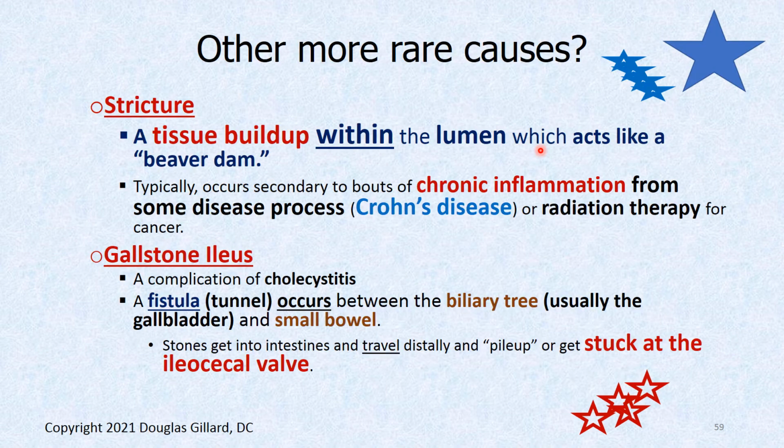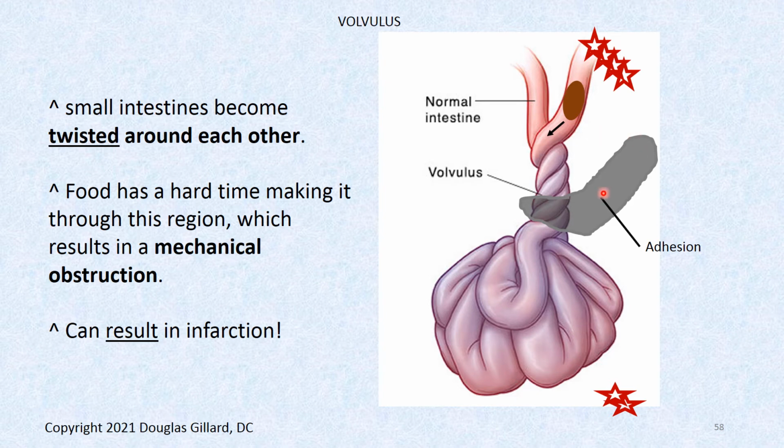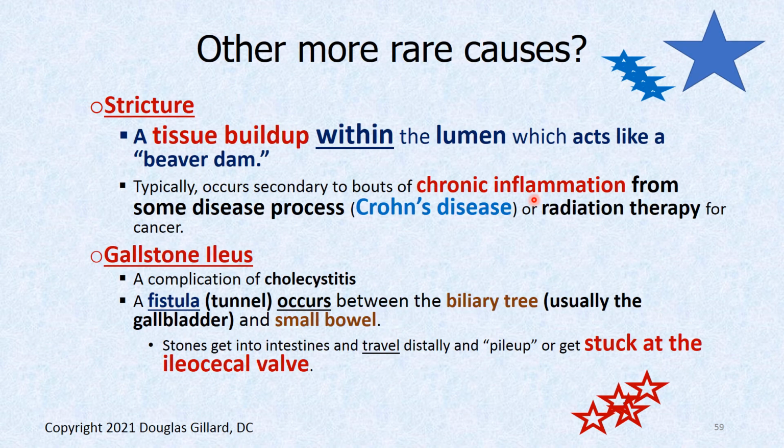See how that works? Some other more rare causes: a stricture is a tissue buildup, not from the outside. An adhesion is a condition that occurs outside the intestine and entangles it. A stricture is the same thing, it's scar tissue, but that occurs inside the lumen of the intestine. And what causes that scar tissue is chronic bouts of inflammation of the intestinal wall from conditions like Crohn's disease or radiation therapy. Crohn's disease in particular.